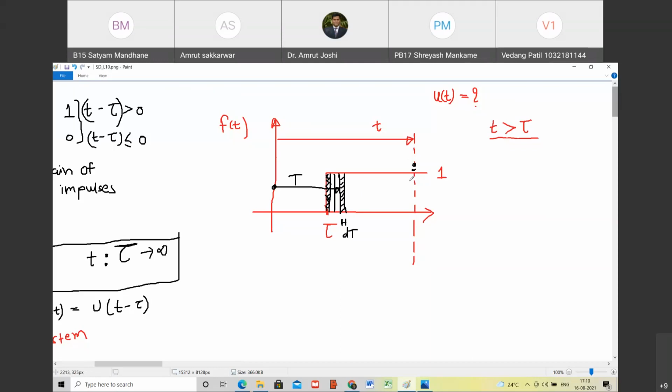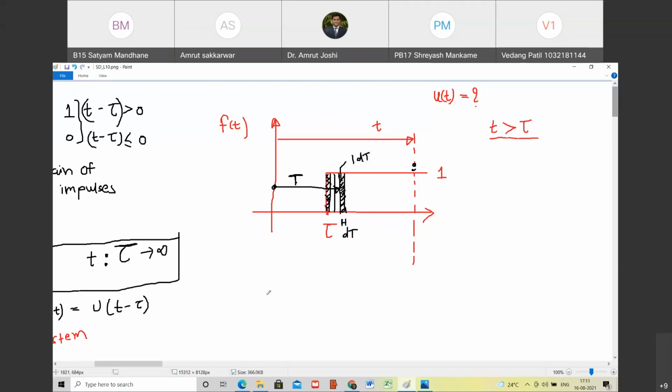If I add the response generated u of t by each of these impulses together up to time t, then I am going to get the response of the system at time t. Do you agree with me? Yes, sir. This operation, precisely in the limit as dT tends to 0, we do by integration. So first, I found out the response of this system at time small t due to the impulse that is applied at time capital T. And what is the magnitude of the impulse? 1 into dT. Do you agree with me?